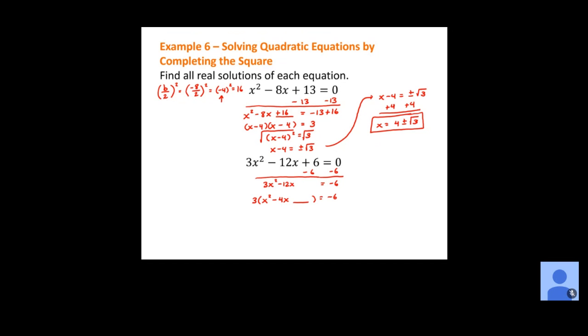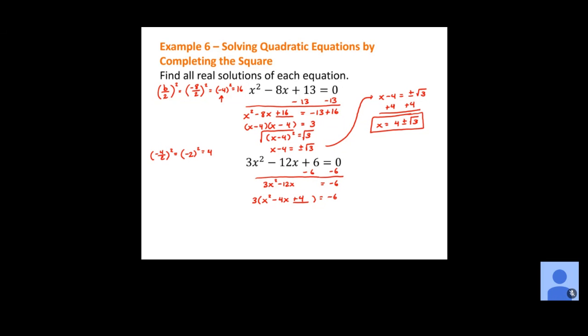So now, instead of using -12 as the b value, we're actually using this -4 that we're left with after we've done that factoring. Okay, so that's the one additional step here, so don't forget that. So now if I take my -4, I divide it by 2, and I square it, -4 divided by 2 is -2, and -2 squared is +4. So that tells me I'm going to get a +4 as my new c value.